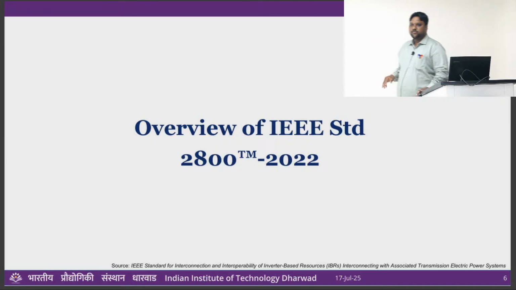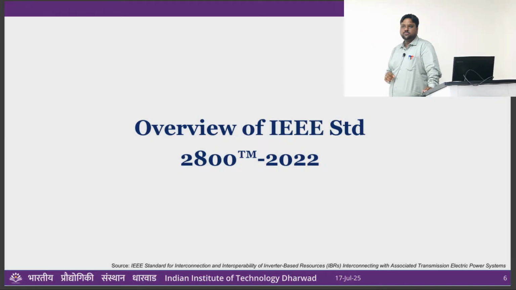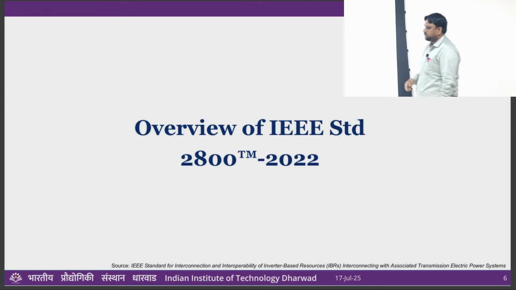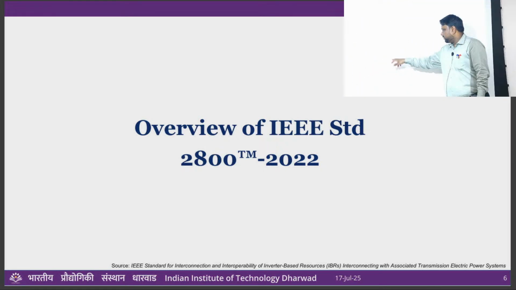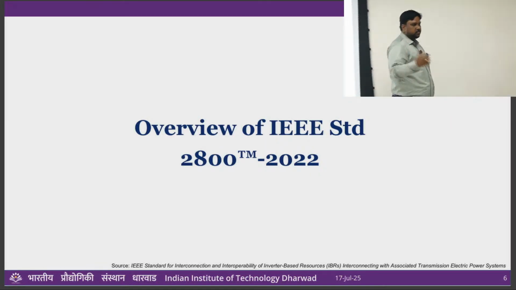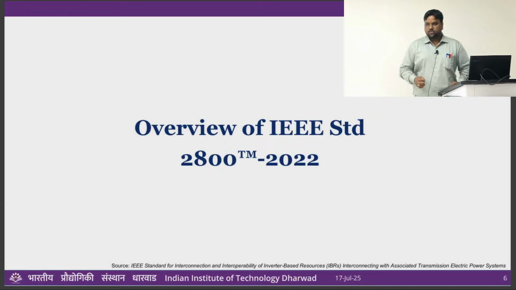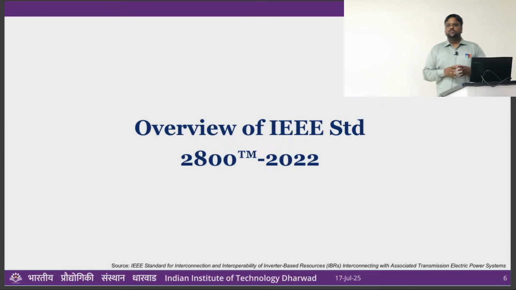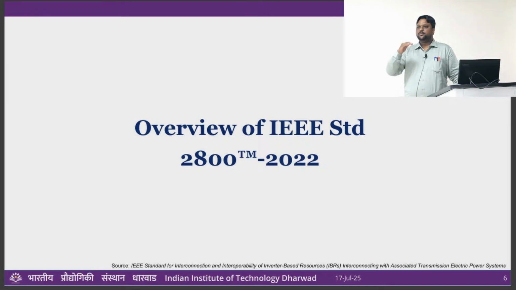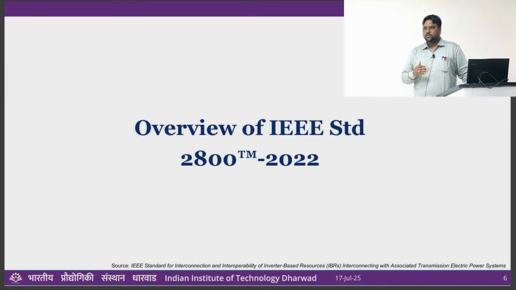Then this is my main focus of this lecture. It is called IEEE 2800-2022. It has a second version that came maybe 3 months back, so the newer version is 2022.2. You can check online, you will get the guidelines. So, 2800 is a grid code, mostly applicable for renewable power plant integration at the sub-transmission and transmission level. It is not applicable for distribution level renewable integration.